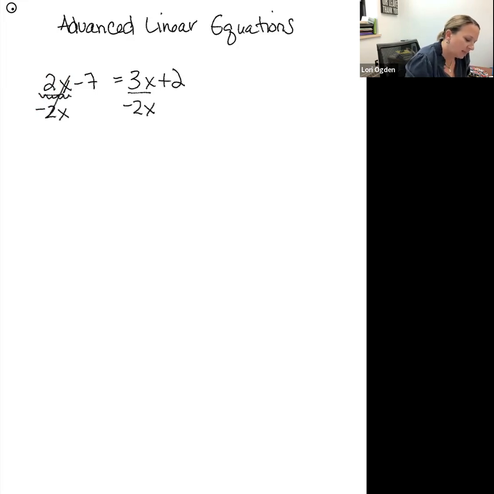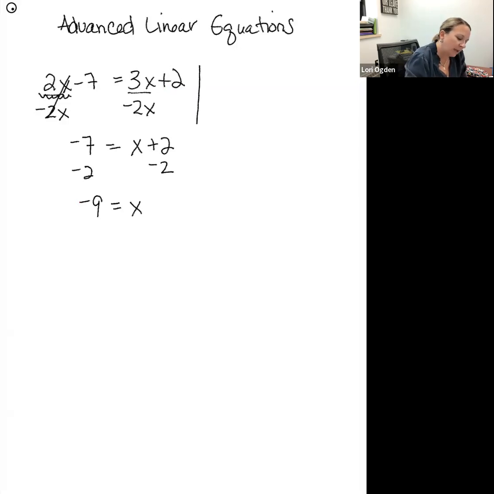So 2x and negative 2x make 0, which leaves negative 7 on the left. And now I have like terms, so I can combine the 3x and the negative 2x. So this will leave me with 1x. And so now I just want to get that single x by itself. So I'm going to subtract 2 from both sides. So this is negative 9 is equal to x.